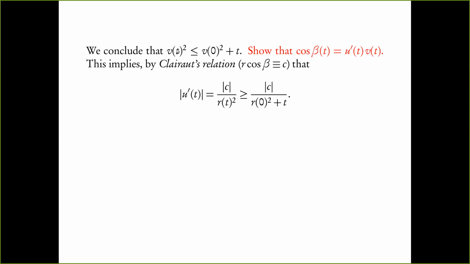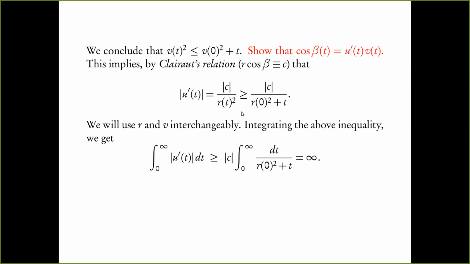But then I can use this inequality up here, and r and v are the same, I repeat. So this is bigger than or equal to this, okay? And then we're done, right? So why are we done? Because now it's a matter of integrating the absolute value of u prime t. If you integrate, you're going to integrate from 0 to infinity dt over r_0 square plus t. And this evidently goes to infinity, okay? Because of how you integrate this thing.